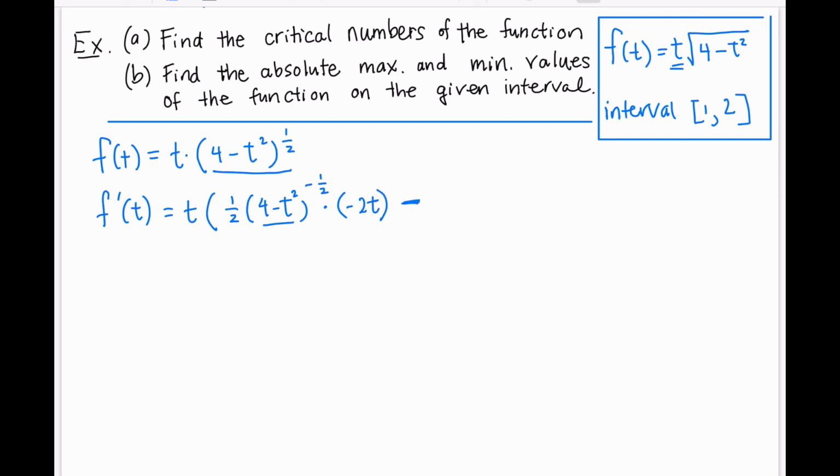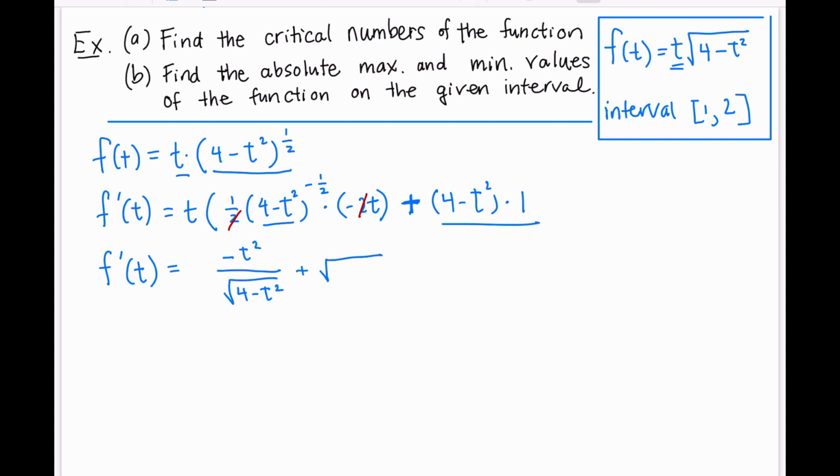And then I'm going to add, okay, that's from the product rule, 4 minus t squared, multiplied by the derivative of this function, which is 1. So let's just clean this up and rewrite it a little bit. I can cancel these 2's, and I can rewrite this with the square root again. So I end up with negative t squared over the square root of 4 minus t squared, plus the square root of 4 minus t squared.